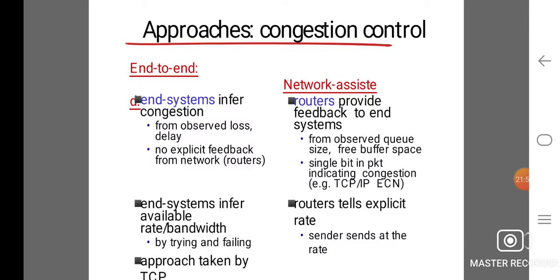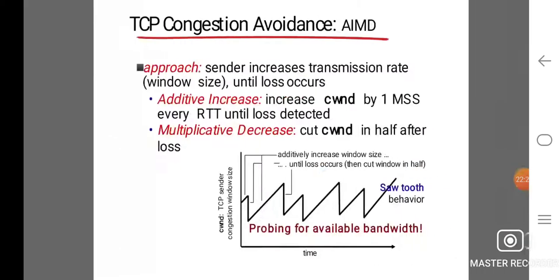Approaches to congestion control: end to end. In end-to-end systems, congestion is inferred from observed loss and delay. There is no explicit feedback from the network, that is, the routers. End systems infer the available rate or bandwidth by trying and failing. This is the approach taken by TCP. Network assist: routers provide feedback to end systems, from observed queue size, free buffer space, or a single bit in the packet indicating congestion. Examples are TCP, IP and ECN. Or the router tells an explicit rate, and the sender sends at that rate.